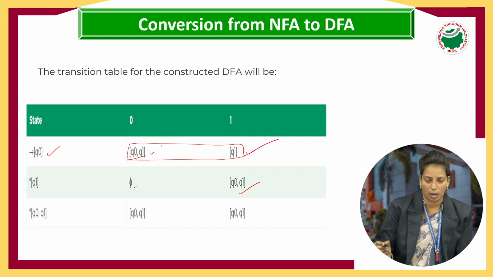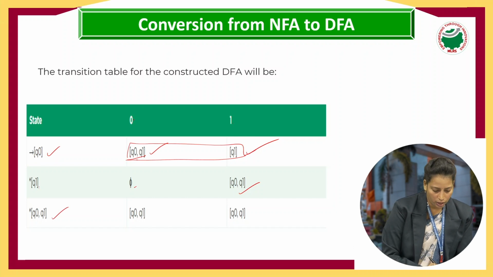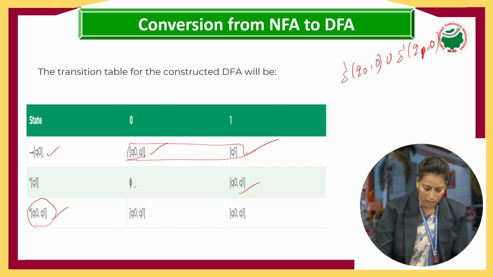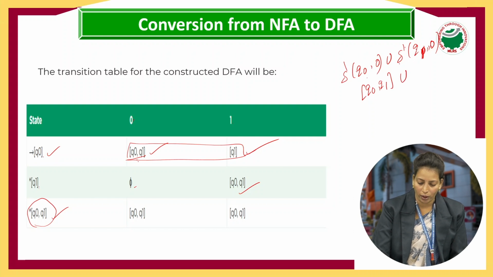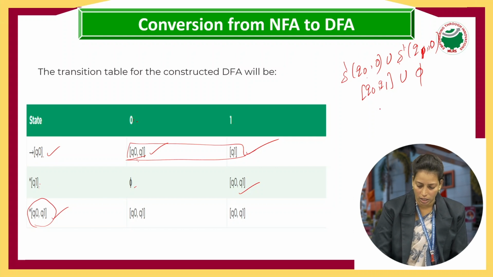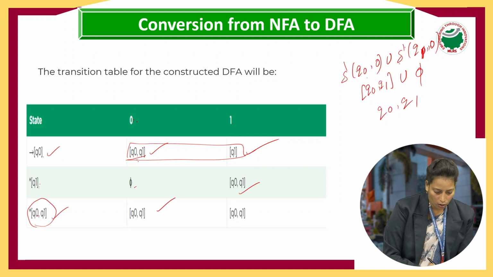Next, consider Q0 comma Q1. Q0 comma Q1 is the next state of the DFA. So here two states: delta dash of Q0 of 0 union delta dash of Q1 of 0. Q0 of 0 is Q0 comma Q1, union delta dash of Q1 of 0, which is the null set. That means Q0 comma Q1.